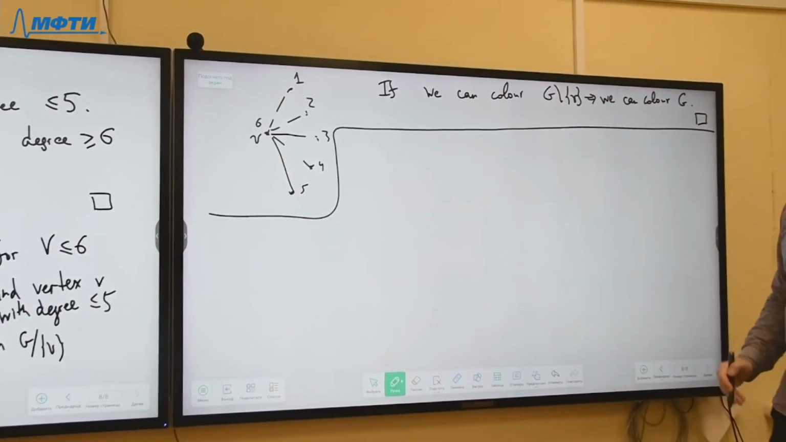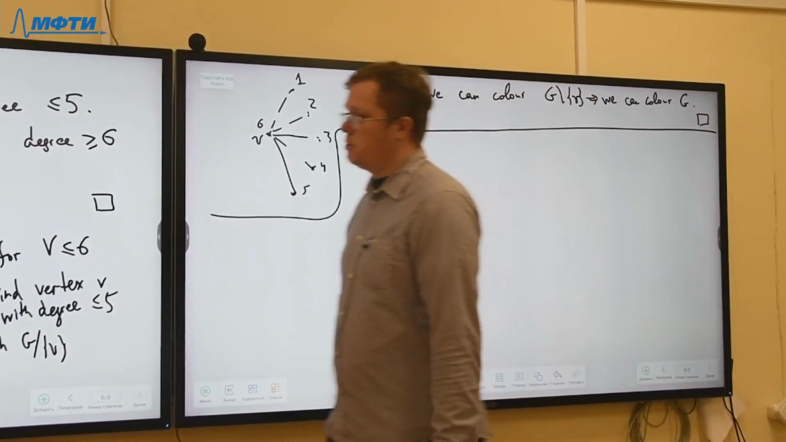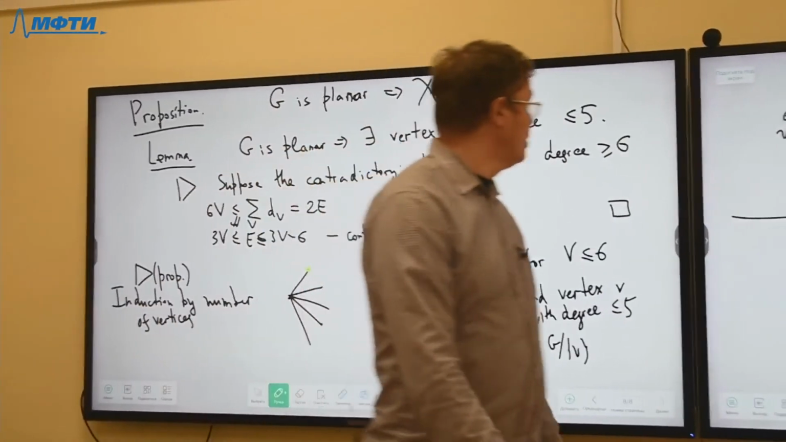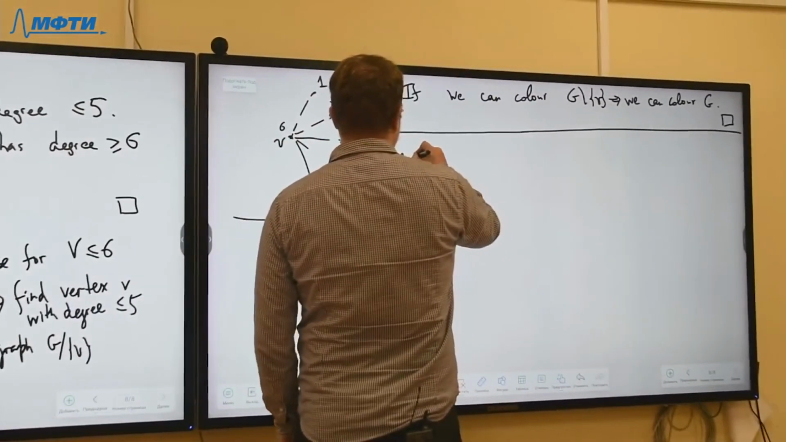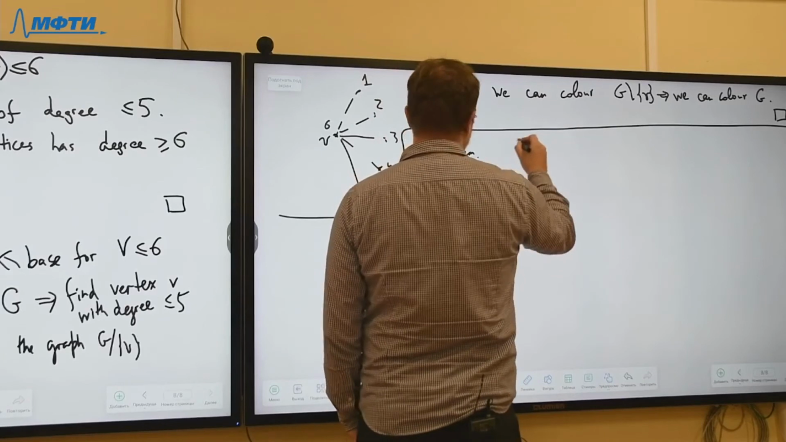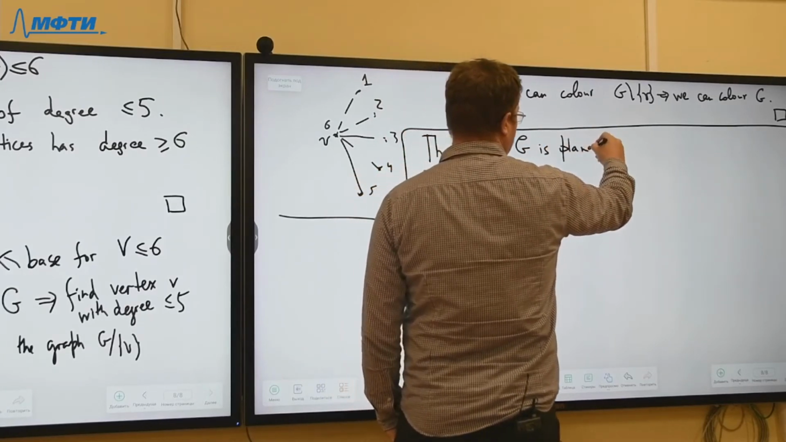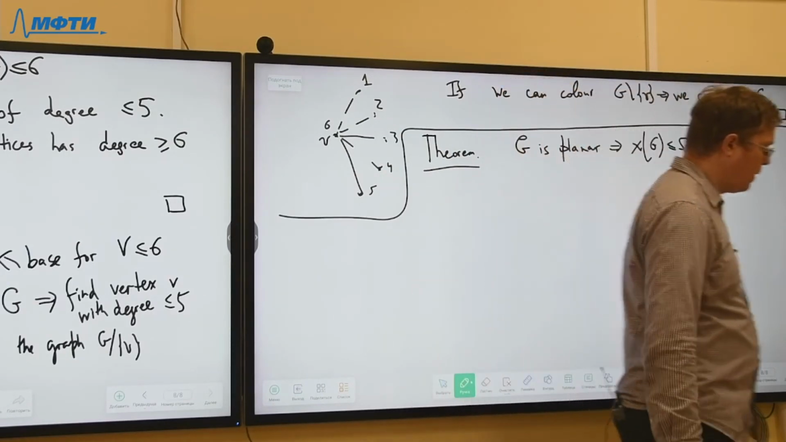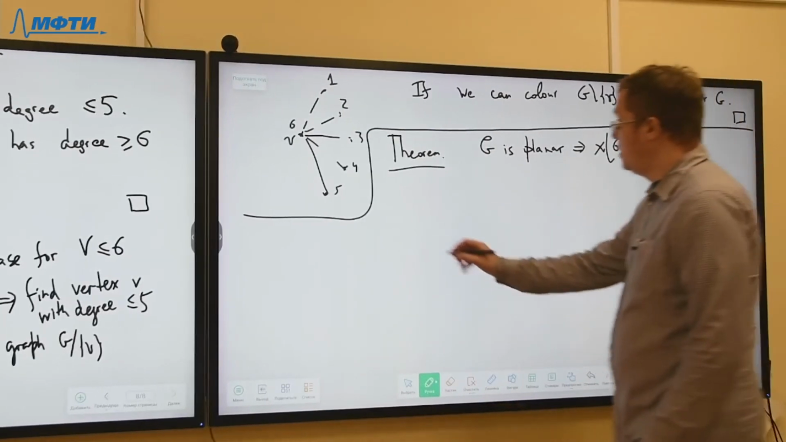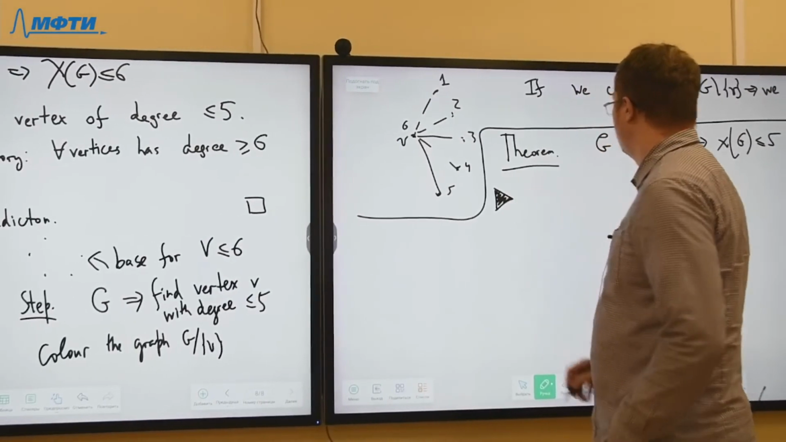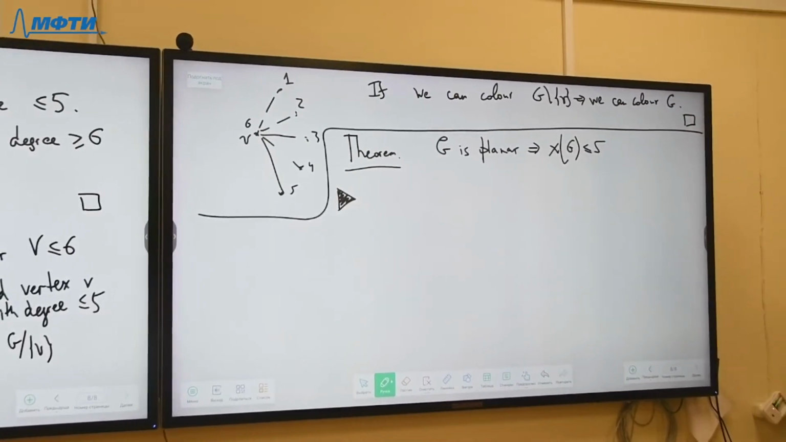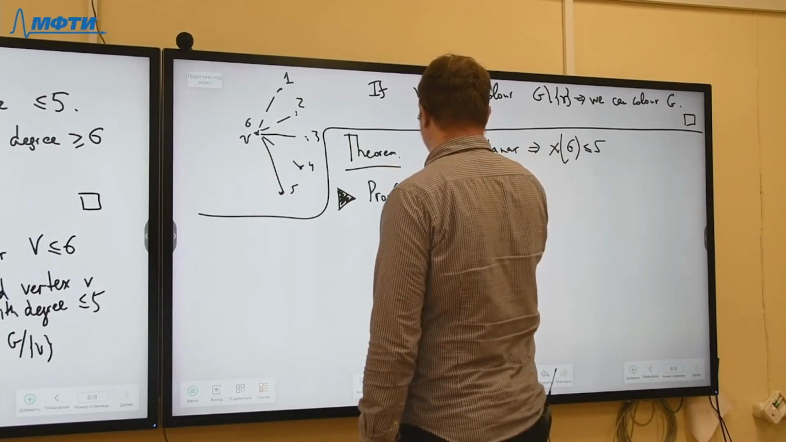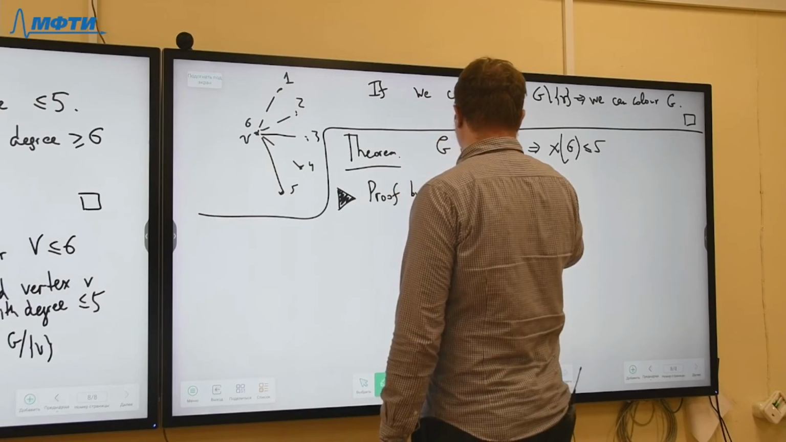But actually here we can give a stronger statement. The theorem: actually we can make it five colors. If G is planar, then the chromatic number of G is not greater than five. Again, we prove it. The main idea is the same: we prove it by induction. The base is the same.